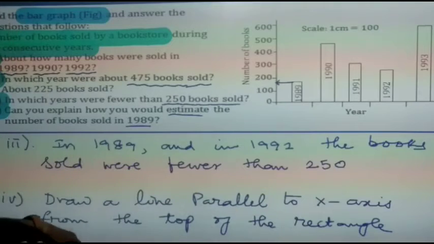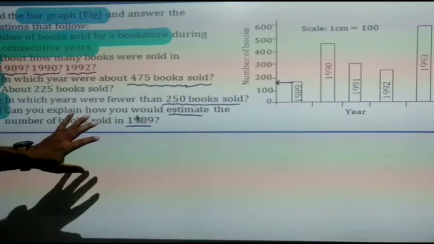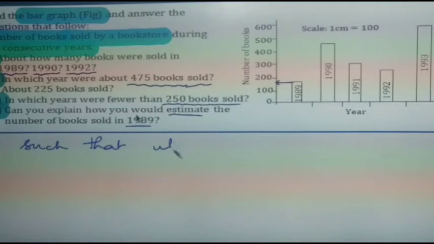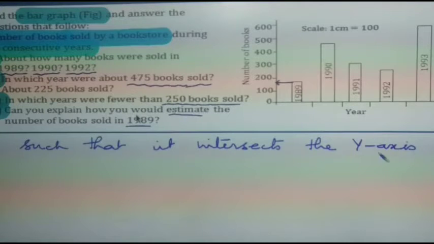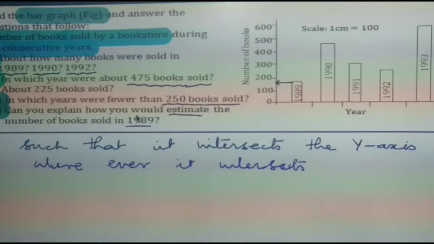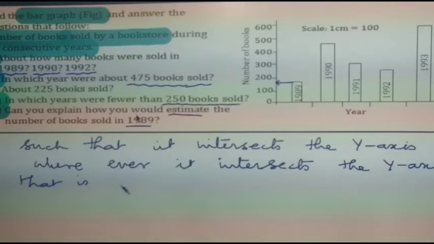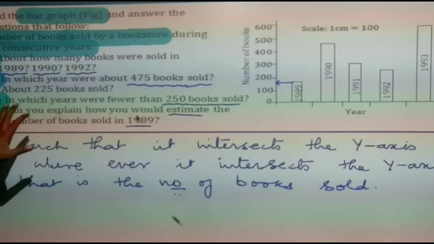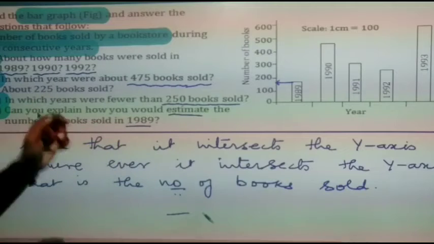Draw a line parallel to the x-axis from the top of the rectangle such that it intersects the y-axis, and wherever it intersects the y-axis, that is the number of books sold. Okay, so in this way you have to write the answer for answer number 4.